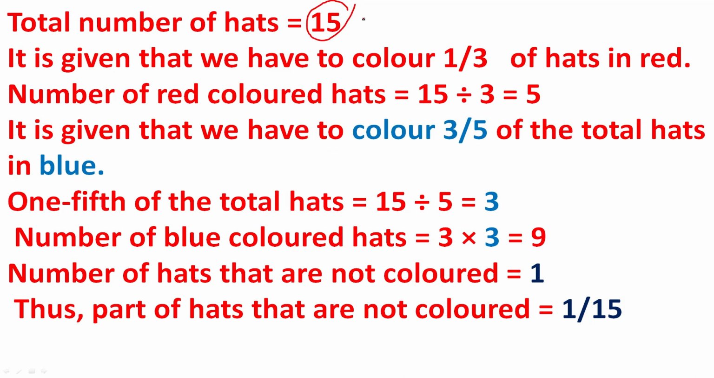Correct? It is given that we have to color 1 by 3 of the hats red. So 1 by 3 of 15. 1 by 3 of 15 means 1 by 3 into 15, or 15 divided by 3. 15 divided by 3, 3 5s are 15. So 5 you will get.